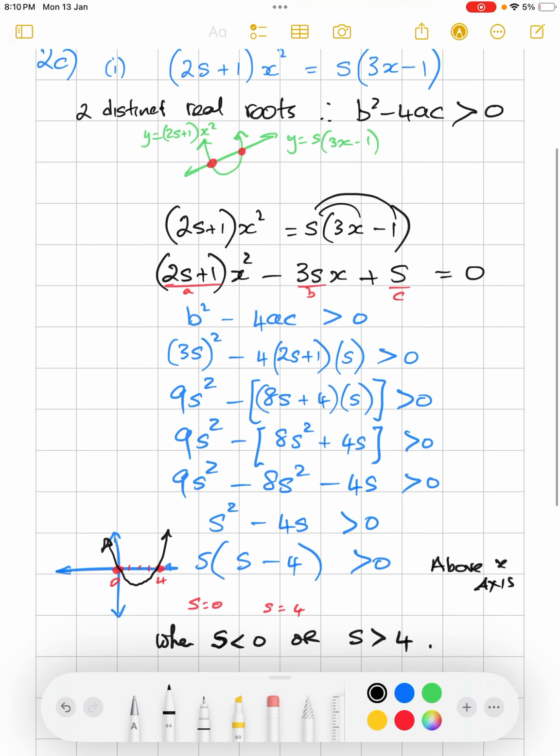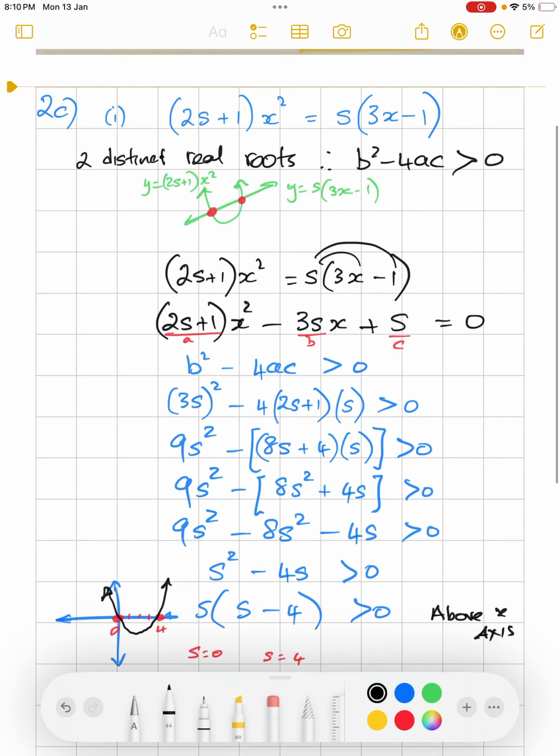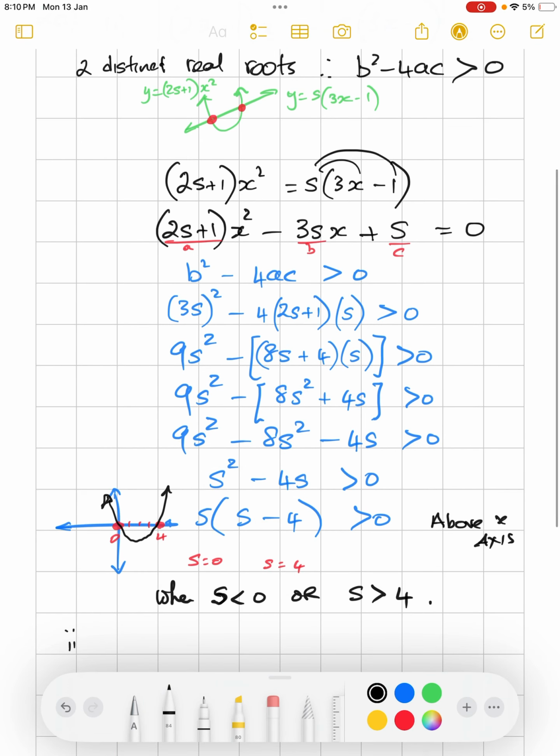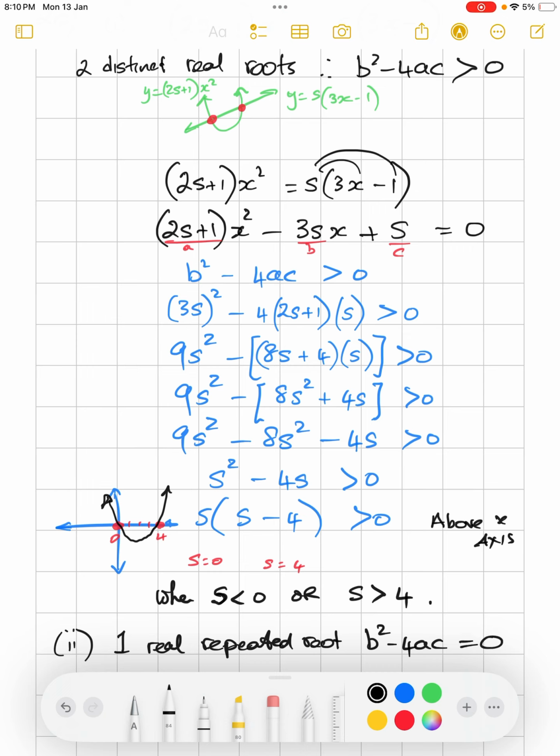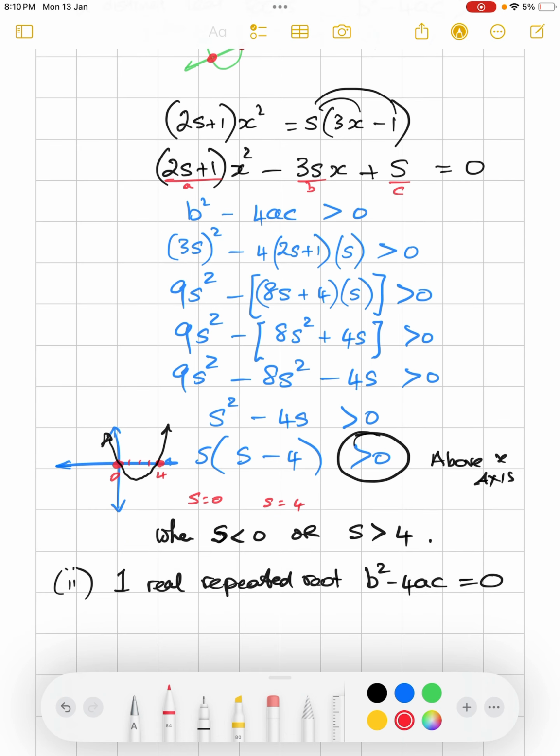Now, if the same question had said one real repeated root, part 2, well, one real repeated root is saying that the discriminant is actually equal to 0. So in this situation, we'd have the discriminant equals 0, and therefore it has one repeated root when s equals 0 or when s equals 4. And it's using the same working as part 1.